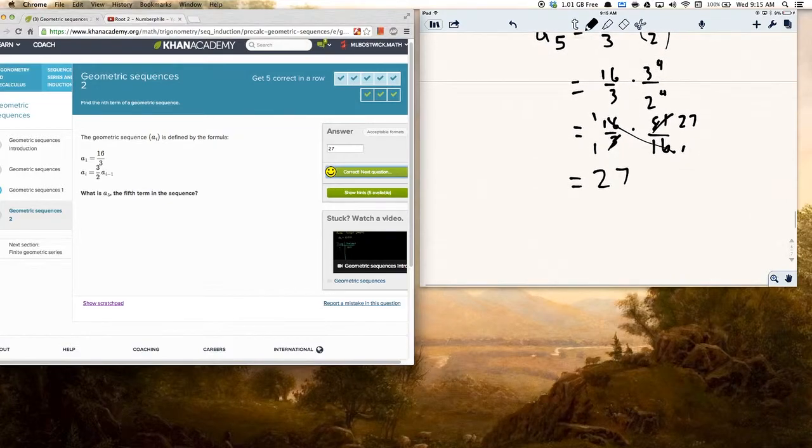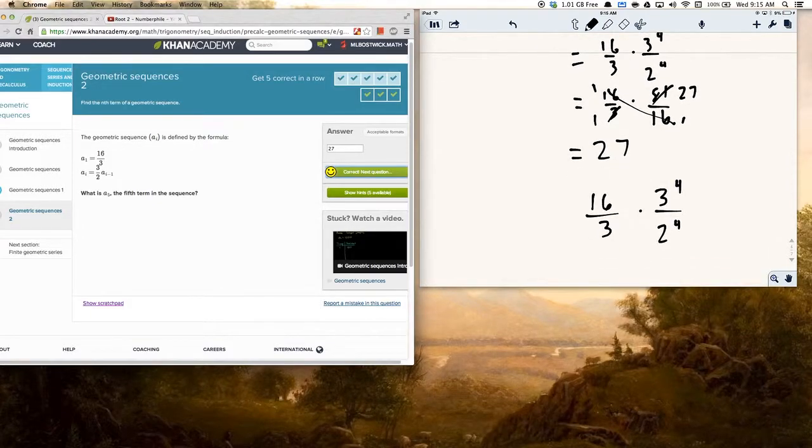There's a shortcut you can use here. If you get 16 over 3 times 3 to the 4th over 2 to the 4th, what you can notice is that this is 3 to the 1st. And so one 3 will cancel with one 3 up here. So this is the same as 16 over 2 to the 4th times 3 to the 3rd. If you're clever enough, you can also notice that 16 is 2 to the 4th, and so these just cancel out as well. And so you just get 3 to the 3rd, which is 27. You can do it either way, but if you get really good with these exponents, you can cut out a lot of the work and cut down on the number of calculations you have to do.